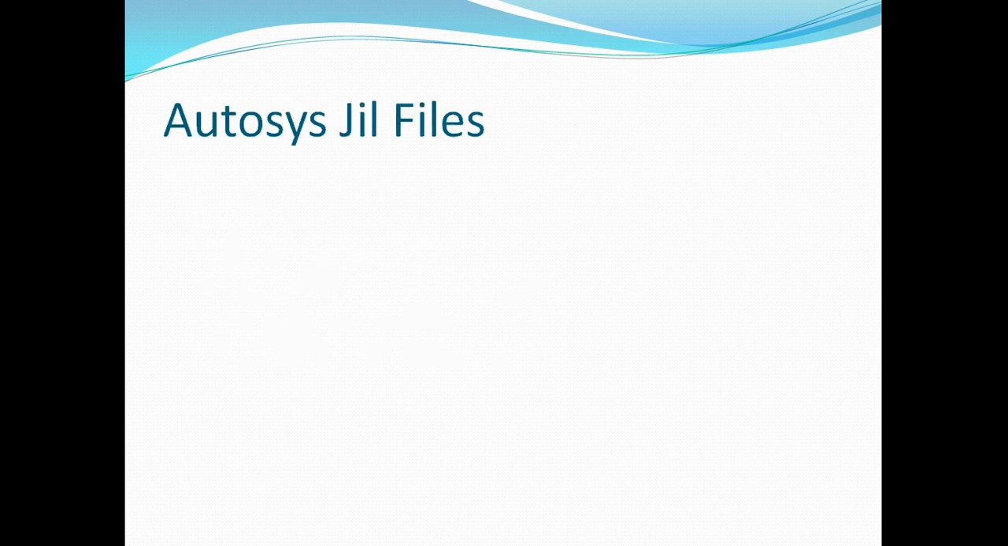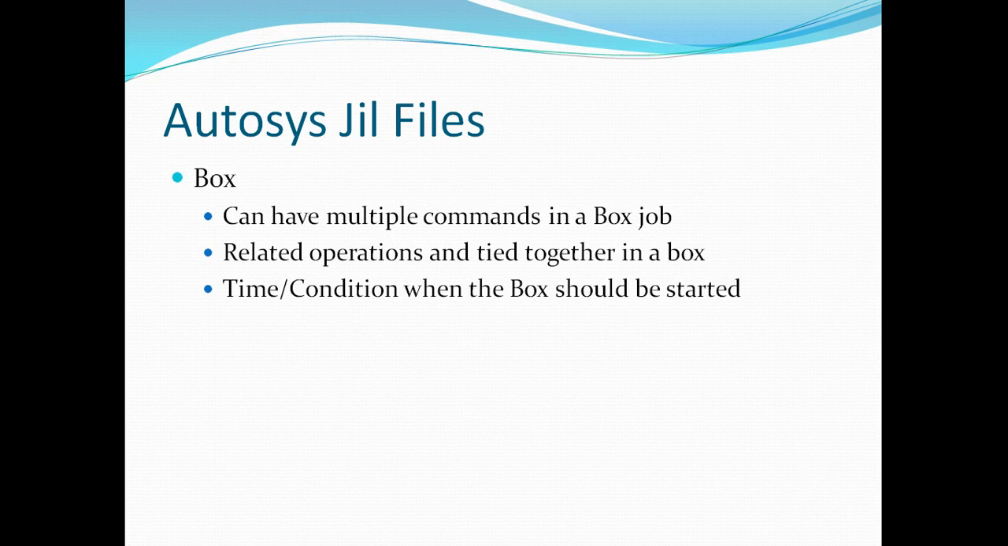We have two prime components when we talk about Autosys Jil Files. The first is the box job and the second is the command job. A box job can have one or multiple commands in a box. What we usually do is we usually tie related operations together in a box, and we have specific time and conditions when the box should be triggered.